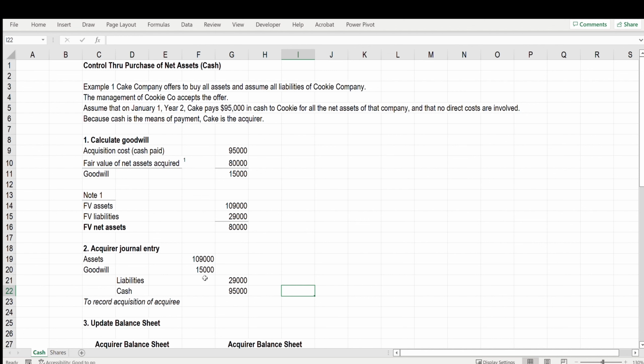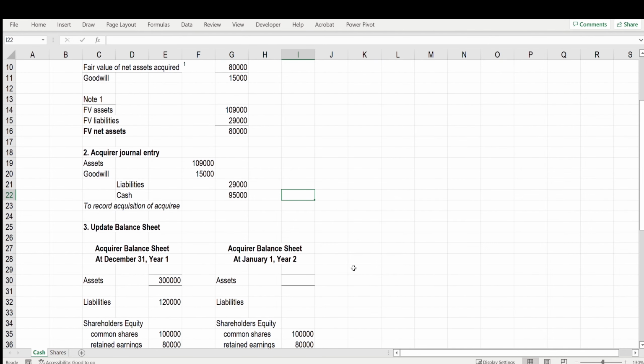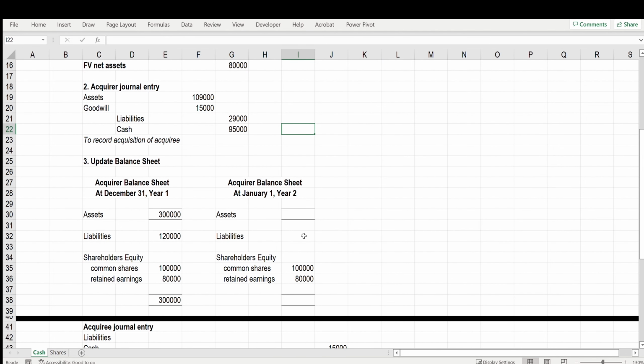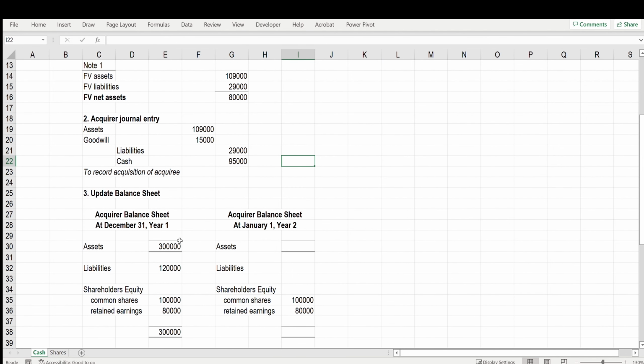So that's to record the acquisition of Cookie Company. Okay, now we have to update the balance sheet. It's very important to take a look at the balance sheet for these. Here at the beginning, at December 31st, before Cake made the acquisition of Cookie Company, the assets were $300,000, the liabilities were $120,000, and the shareholders' equity had common shares of $100,000 and retained earnings of $80,000, for a total of $300,000 for liabilities plus shareholders' equity.